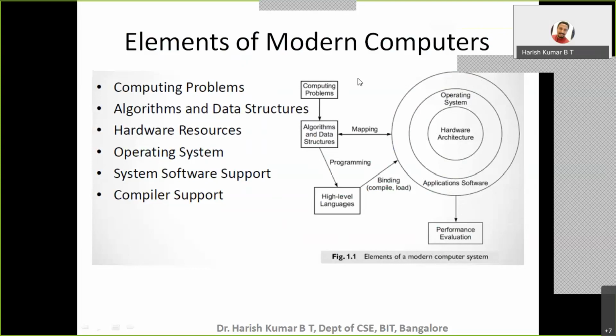Next, now this is one side. If you look at the other side, the computing problem. How are you going to write an application software? To write something, you should have a problem. First, you have to identify the problem statement.